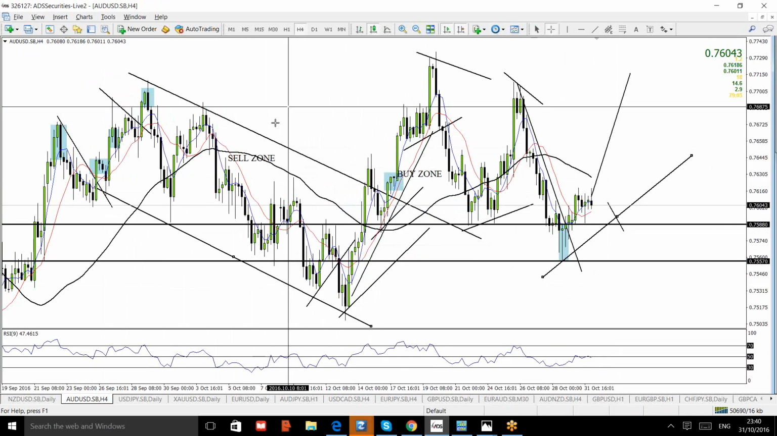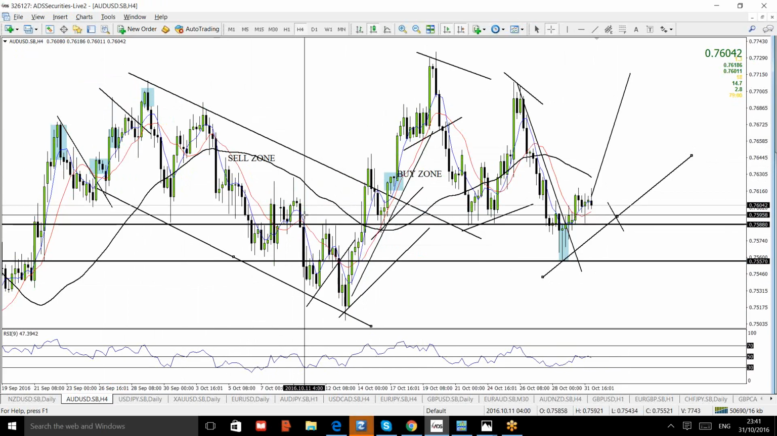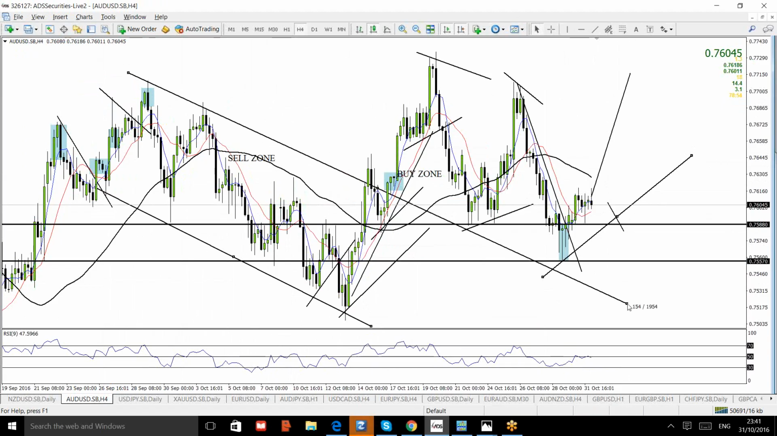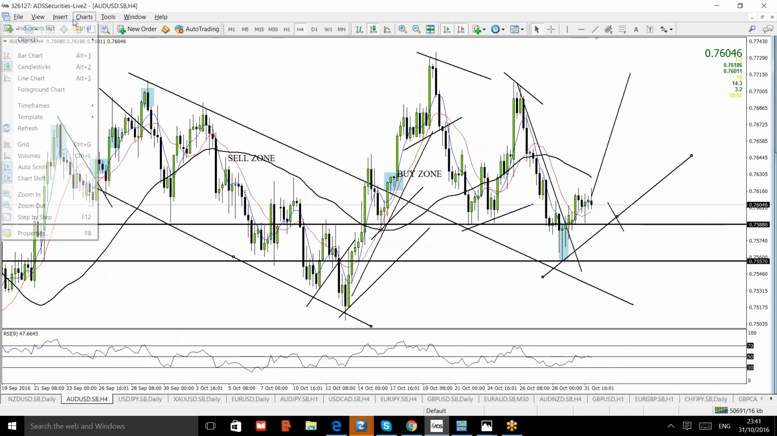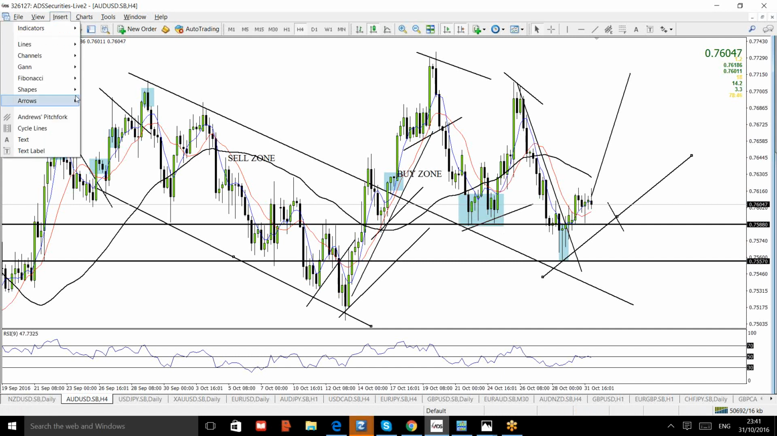Simple. Trade with the trend. Why would you be buying it? Just keep on selling it all the time. Makes sense? You understand? We are just buying it now. Why are we buying it? Can you not see? Testing the support level, right?